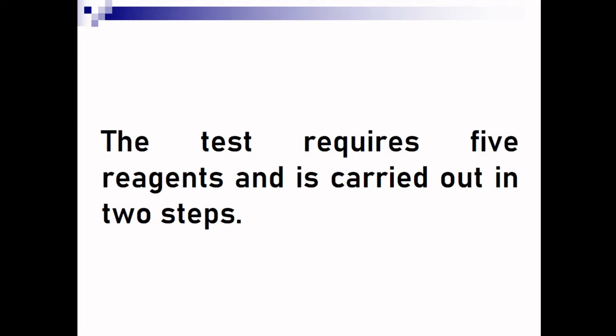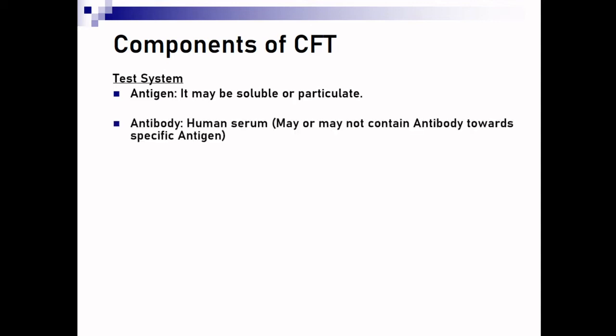Now we are going to learn about another system that we use, which is also called a test system, which comprises 3 components. Component number 1 is the antigen, which we have to obtain commercially, against which we have to test the patient. So the antigen could be soluble or particulate. It could be a bacterial surface antigen or a viral antigen. It could be anything. The second component is the human serum.